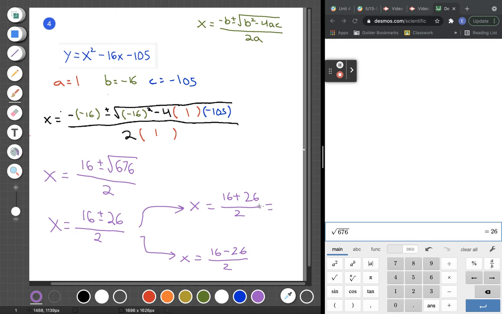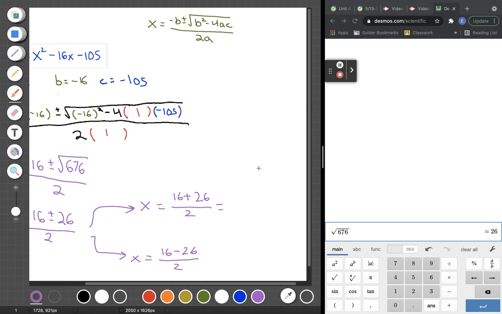So we got to simplify this still just a little bit more. Give it a little more space. So 16 plus 26. Let's make sure we clear all that. 16 plus 26. That gives me 42. So I have 42 up here divided by 2. So now I can do 42 divided by 2. That's 21. So one of my answers is going to be 21. So x equals 21. Let me write that up here.